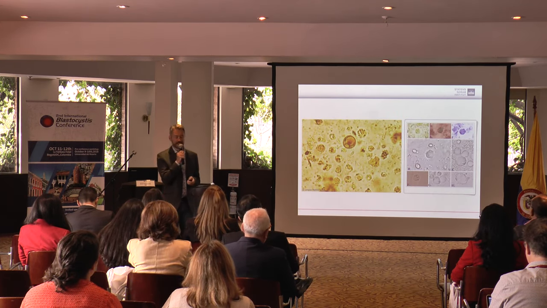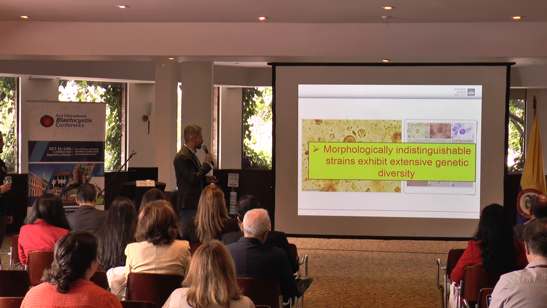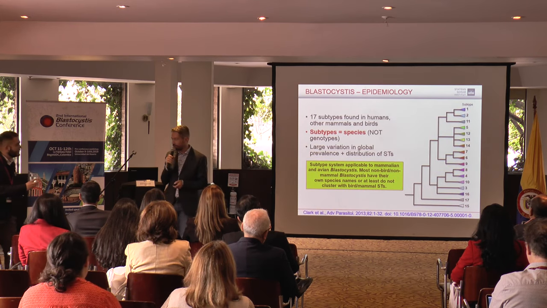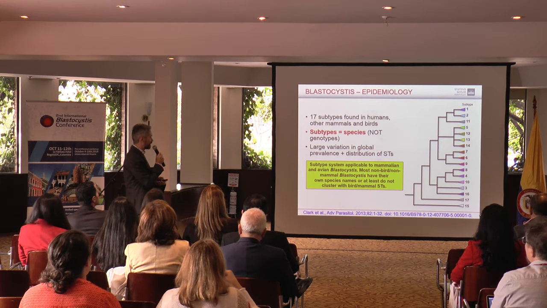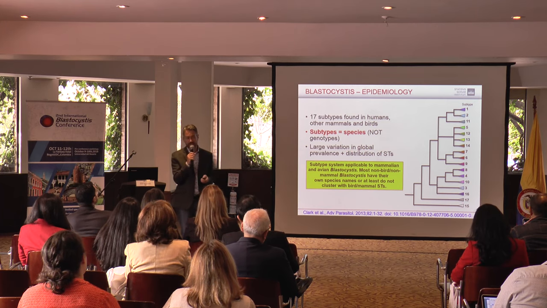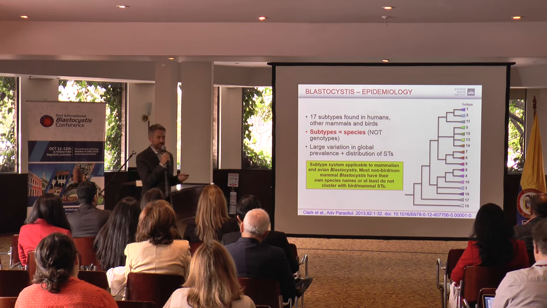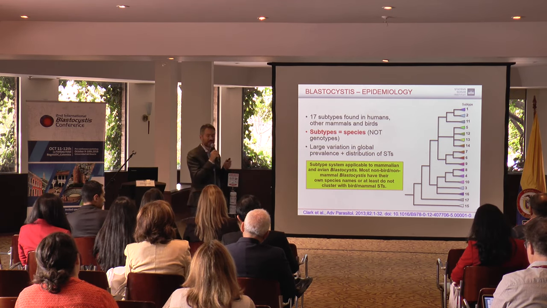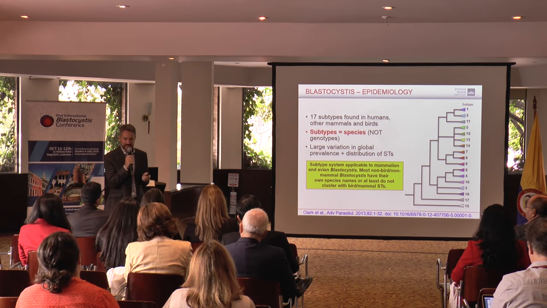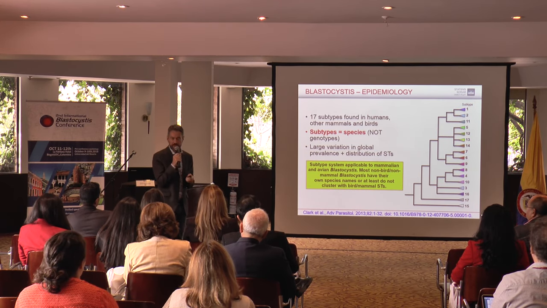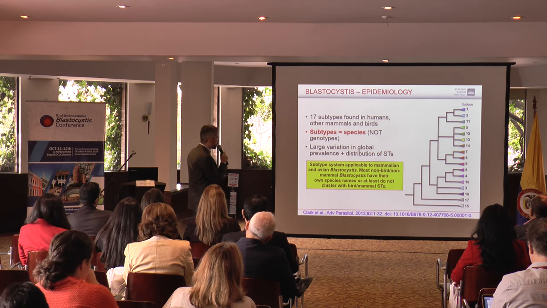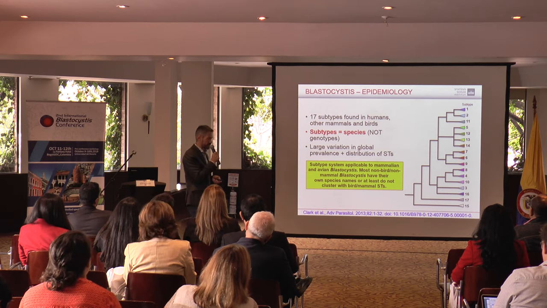So you all know that blastocystis can take on a lot of different forms, especially in culture, but we also know that morphologically indistinguishable strains exhibit extensive genetic diversity. By now, today, we know of about 17 subtypes found in humans, other mammals, and birds. And it's very important for me to say today also that subtypes are probably equal to species or maybe even genera. We don't know for sure now, but the subtype is not a genotype. I know that some people might confuse subtype and genotype, but for blastocystis, subtype is more of a species. It's not a genotype, because we have something within the subtypes that we call alleles that can be interpreted as genotypes. And we also know that there is a large variation in global prevalence and distribution of subtypes, and I'll show you that later.